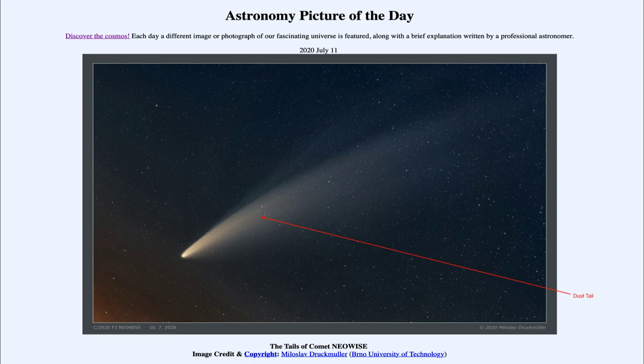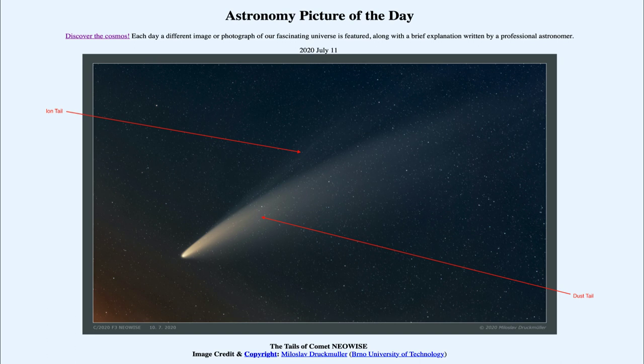Now, the second tail that we see is the ion tail. Now, these are individual atoms of material, and they are pushed back by the sun and by the solar wind. So magnetic fields and the solar wind will push them back, and they will go straight back. So you can see that the ion tail goes pretty much straight back. It's much harder to see, very faint up and above the dust tail. And it's a lot harder to see, as those ions will fluoresce due to the sunlight. But it does go straight back.